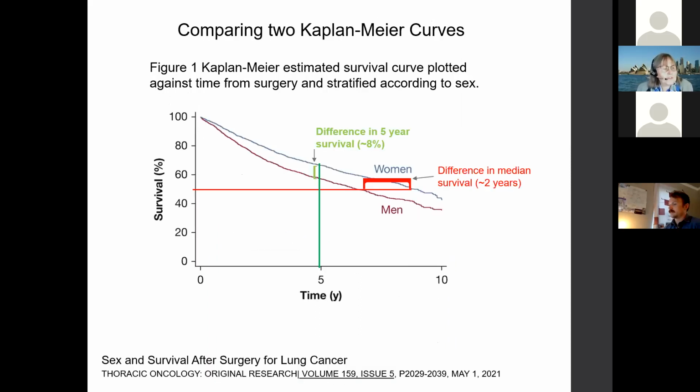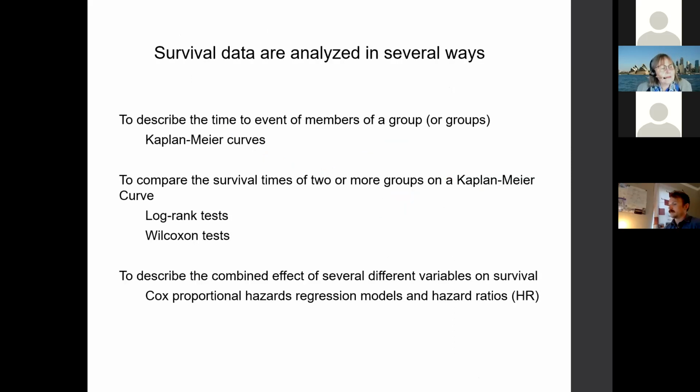And comparing 2 curves, sorry, this is a little messy. I was trying to make it look a bit better. But here's a graph looking at survival after surgery for lung cancer. You want to be the blue line, which is women, because they tend to have better survival over time. You can look at median survival and say the difference in median survival between men and women is about 2 years, and the difference at 5-year survival is about 8% more in women. So even without any kind of stats, you can come up with some nice description about what's happening with your disease process.